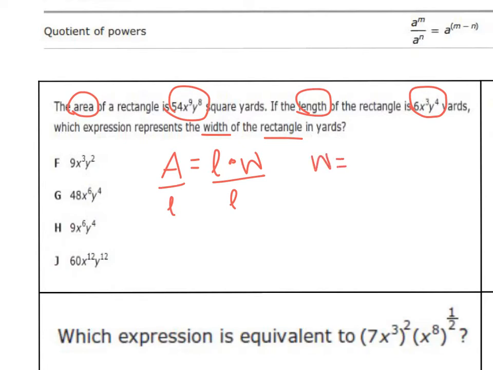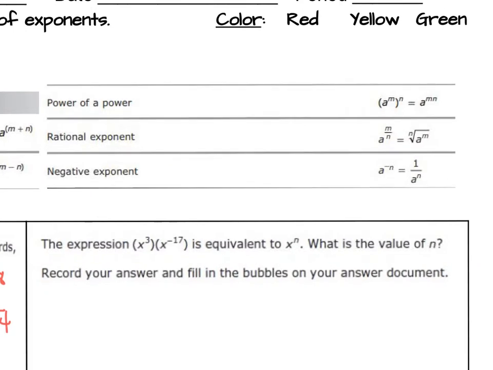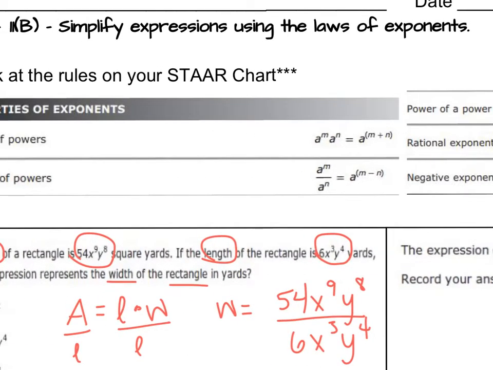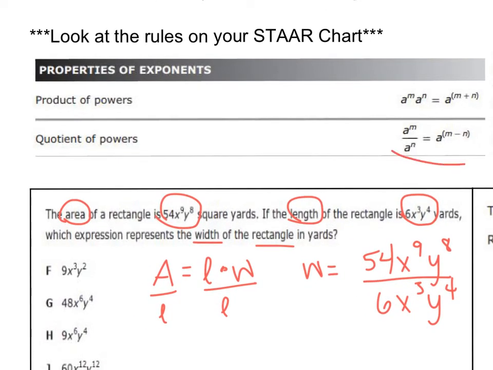So the width will be the area, which is 54 x to the 9th, y to the 8th, divided by the length, 6x to the 3rd, y to the 4th. So this looks like a division problem, looks like a fraction. So let's find the rule that looks like that, which is right here, quotient of powers. So whenever you have a variable on top of another variable, you will combine them and then subtract their exponents.